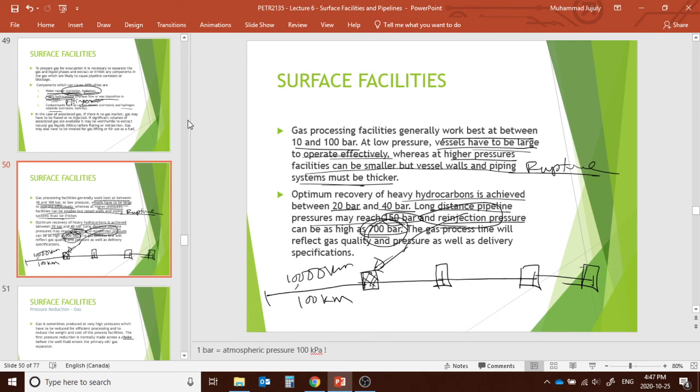Sometimes 700 bar is too much, but it can be 200 to 300 bar sometimes, or 1500 psi, even 2500 psi. Even 3000 psi, actually, I have seen in some pipelines. So this is why it is very important to know about these things.